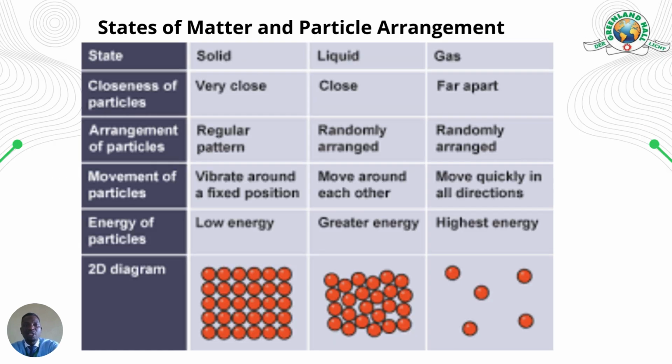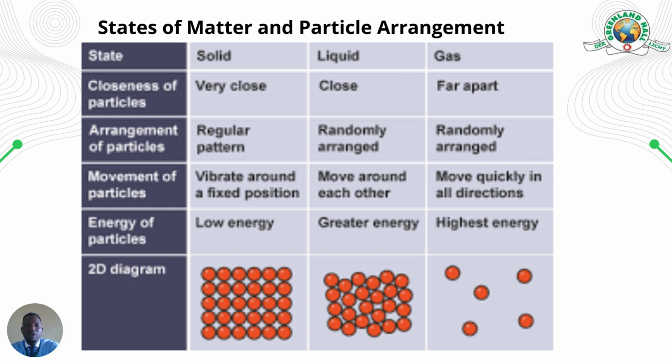Now, the states of matter and the particle arrangement. There are three states of matter. We have the solid, the liquid, and gas. Unfortunately, it is only water that can assume the three states of matter. Now, when you check the particles of solid, that of liquid, and that of gas, you see that their arrangements are different.